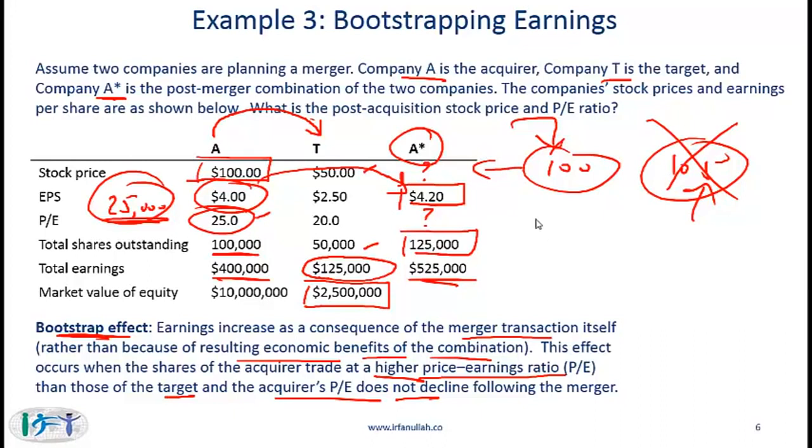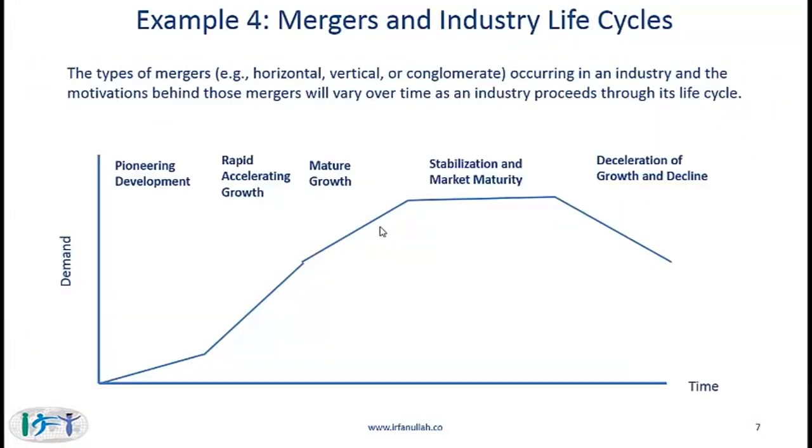And the PE ratio will simply be 100 divided by what? By 4.2, the new EPS, and the PE of the new company will be somewhere between 20 and 25. If you do the calculations, you should get a PE of 23.8. Alright, so just make sure you understand the bootstrapping effect out of this example.